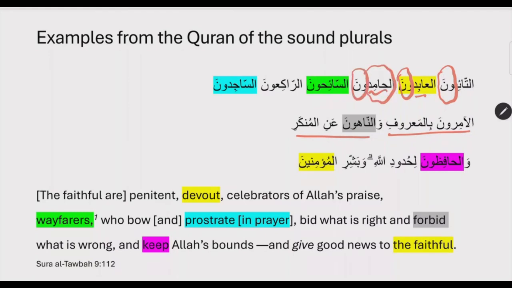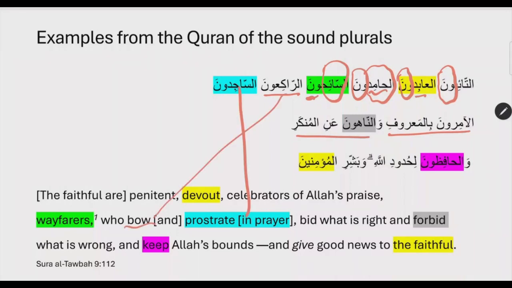And then you have the una there, in others, the males, plural of males that are celebrators of Allah's praise. As-sa'ihuna, meaning, those that are wayfarers or on the path, as it were. So saha, as-sa'ih is the root form there. And there we have the una again. Rakiuna is the bowing, and sajiduna is the prostrating from sajda.